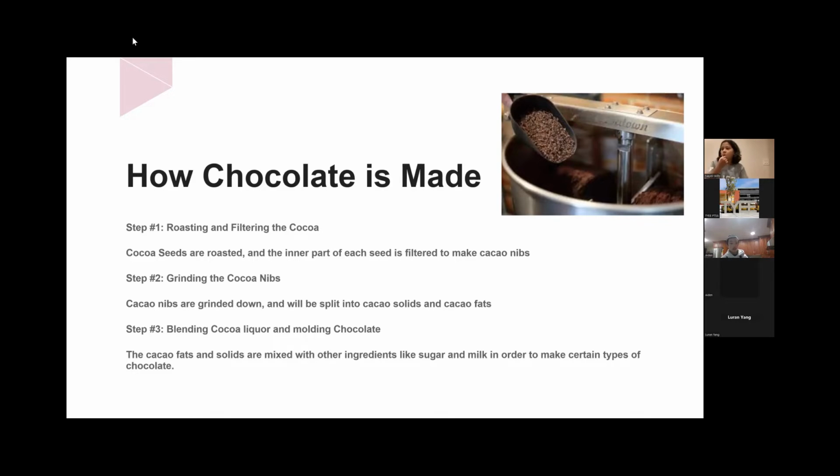And step 3 is making the liquor, which is the liquid that is put into the chocolate molds. The fats and solids from the second step are mixed with other ingredients like sugar and milk to make different types of chocolate. And the percentage number you see on your chocolate wrappers, in this case, we used unsweetened, which is 100% cocoa. It's 100% cocoa solids.